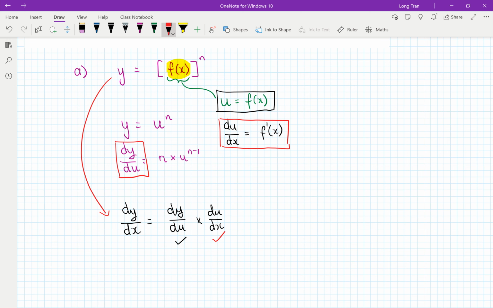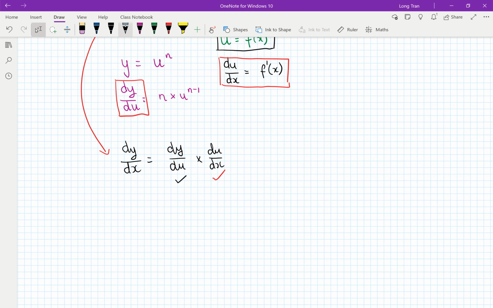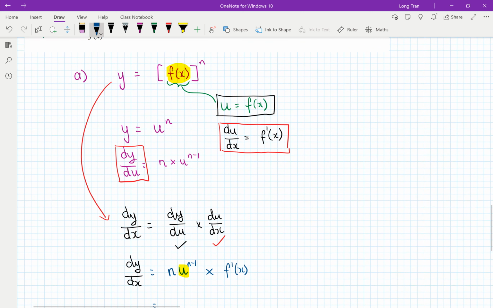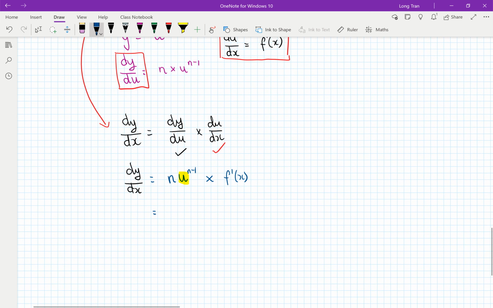Putting them both together, this gives me the equation n times u to the power of n minus 1, which is dy/du, multiplied by f dash of x. But since this is dy in terms of dx, I can't have that letter u. The u is a made-up variable. I made that up to make my life easier. So you have to replace what u was, and u was f of x. Coming back here, that's n multiplied by f of x to the power of n minus 1, multiplied by f dash of x.